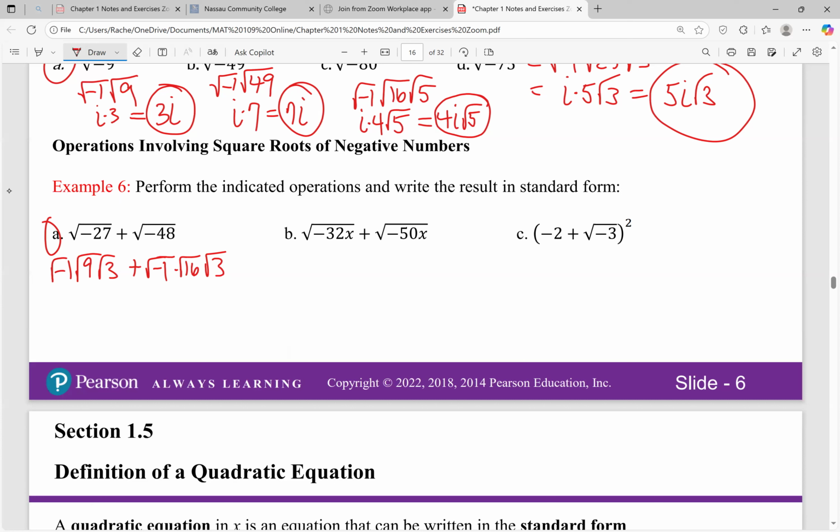So square root of -1 times the square root of 9 times the square root of 3 is going to be 3i times the square root of 3, plus square root of -1 times square root of 16 is 4i, and then times radical 3. And now you can see that these are like radicals, right? So we can add them. So add the 3i and the 4i, which is going to give me 7i, and then times the square root of 3. So 7i radical 3.